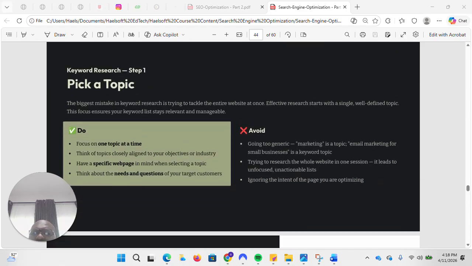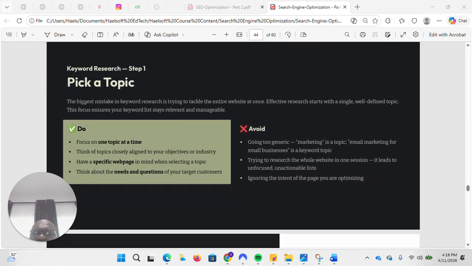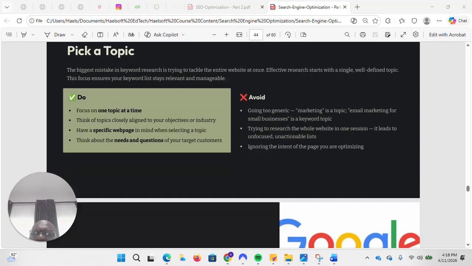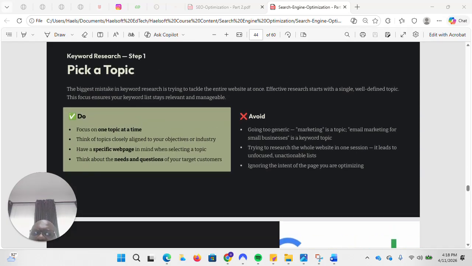Then I've talked about picking a topic, focusing on one topic at a time. You understand now? Think of topics closely aligned to your objectives or industry. Have a specific page in mind when selecting a topic. Think about the needs and questions your target audience, your target customers, are asking. Those are the questions you have to answer through strategic content planning.